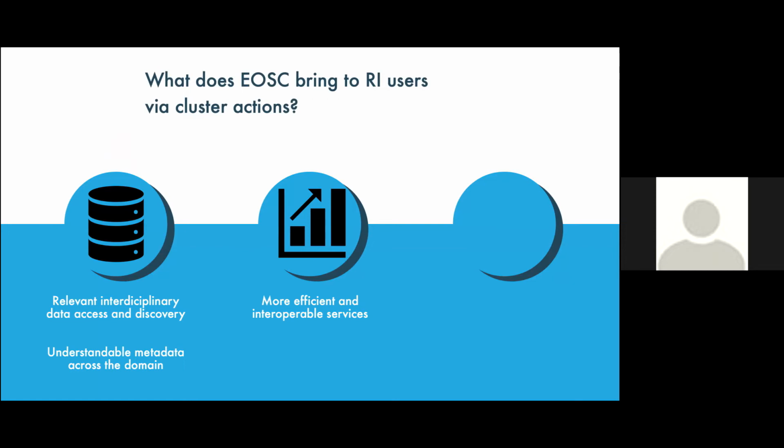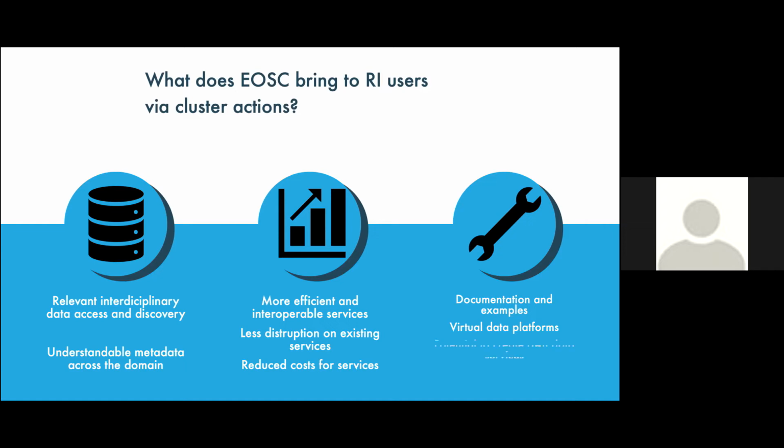From the infrastructure point of view, and also then for RIs or RI users, it creates efficient and interoperable services. There's less disruption on existing services and reduced cost for services, because the cluster action creates many more possibilities of sharing solutions. And then for users, this brings documentation and examples, virtual data platforms, and the potential to create their own data services. So basically different kinds of tools to create truly interdisciplinary science in the future. So this was the presentation that I had. If you have any questions, I'm happy to have them.